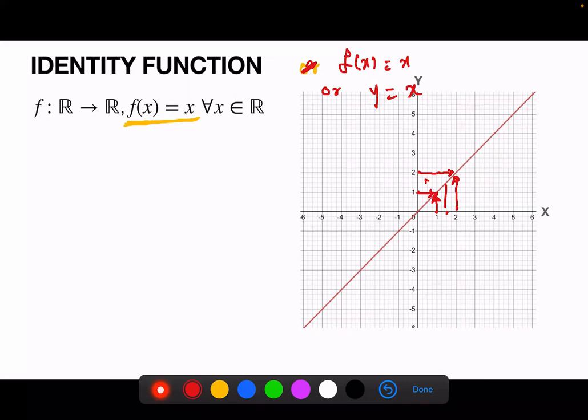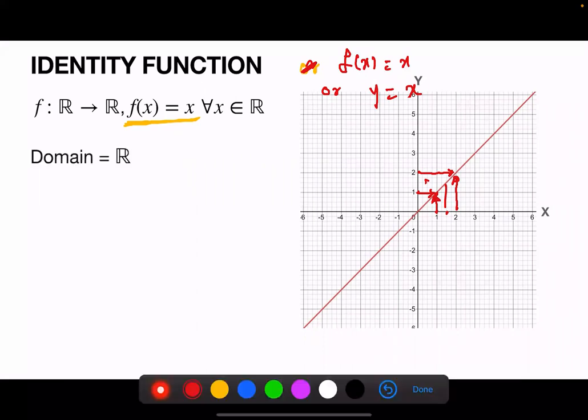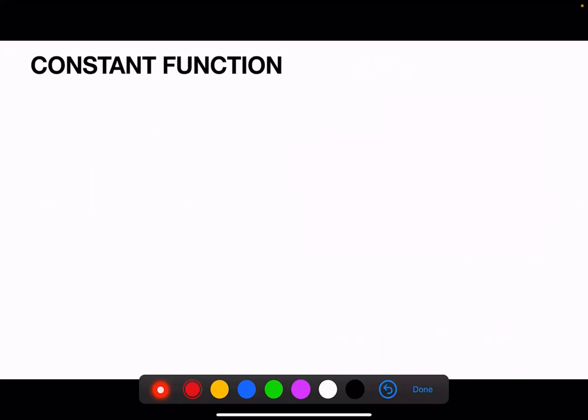If you think about domain and range, the domain is the set of real numbers, and the range is also the set of real numbers. Okay, so I hope this is easy to follow. We'll move to another function. So this is a constant function. This is also super easy. The constant function should indicate that whatever may be the input, you're going to get the same output.